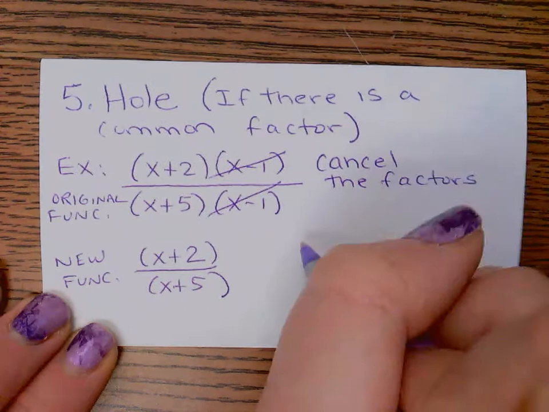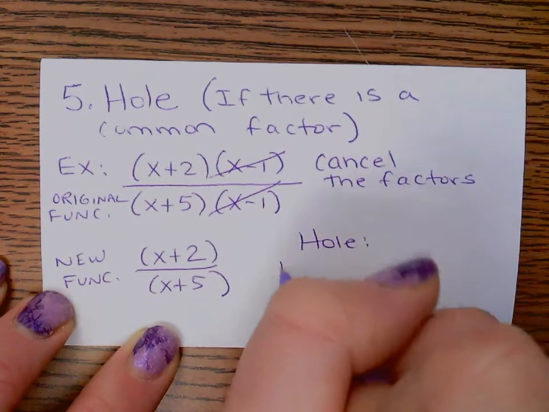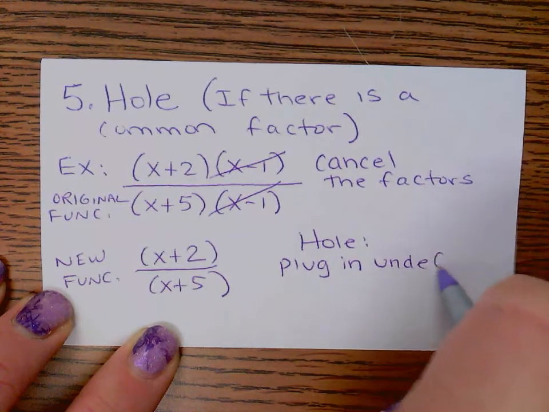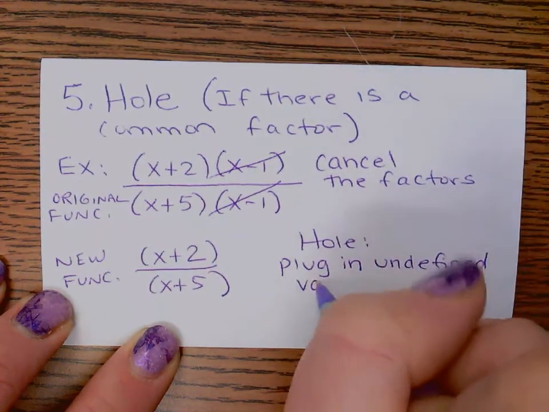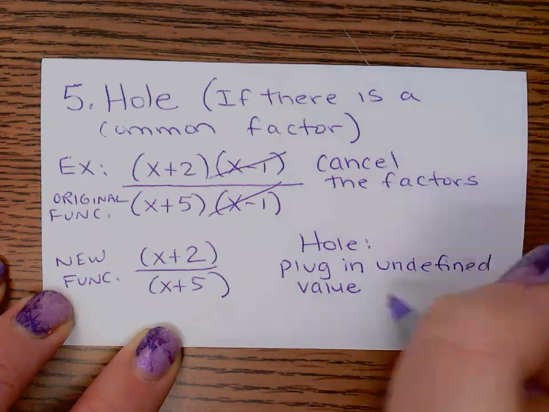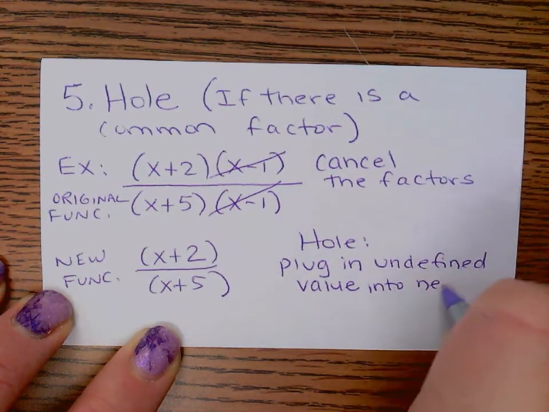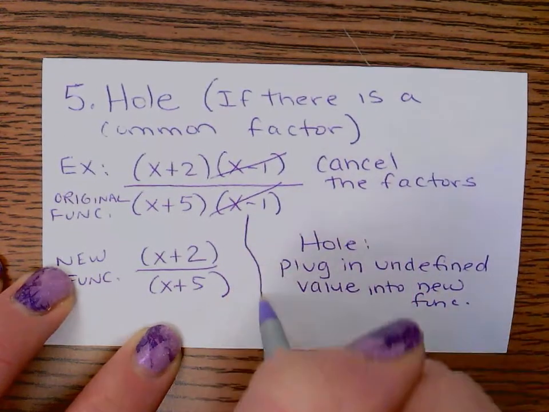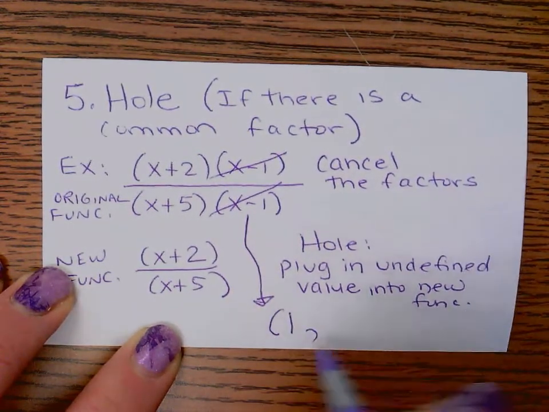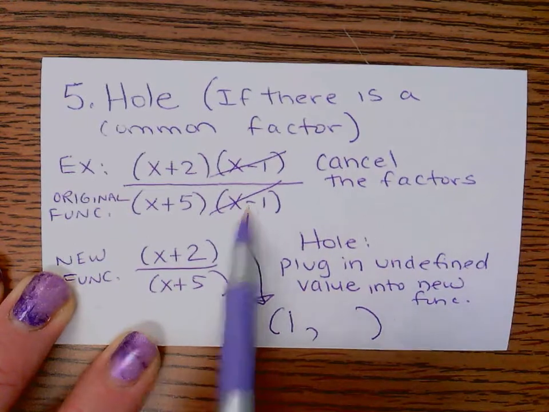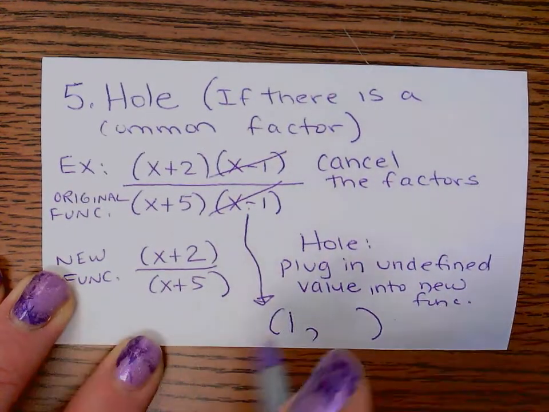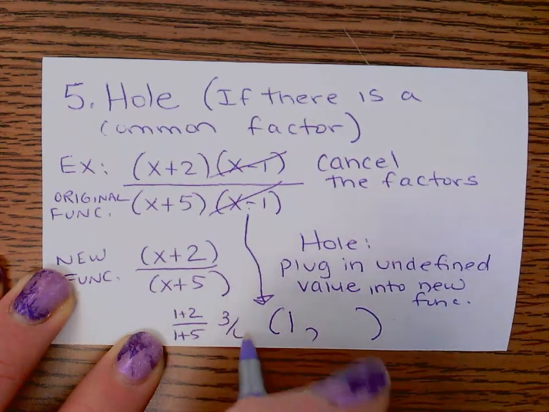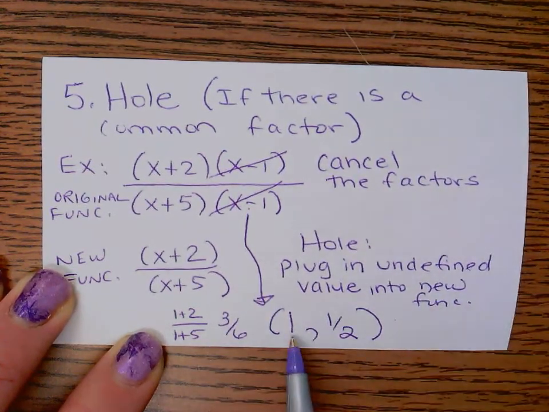So to find your hole, you plug the undefined value into the new function. So my undefined value was 1. So I'm going to take 1 and plug it into this function. So I would get 1 plus 2 over 1 plus 5, which is 3/6. So my hole would be at 1 comma 1/2.